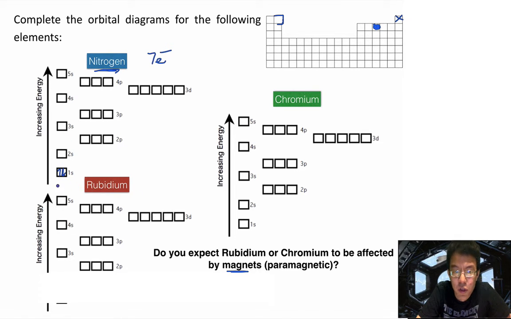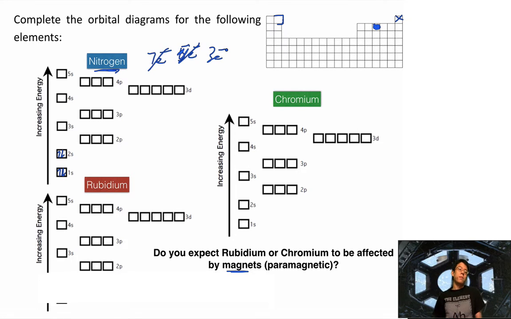Now this one is filled, so the remaining electrons have to go in the next lowest energy level, which is the 2s. I'm going to put 2 electrons there. So I've put 4 electrons in out of my 7, and I've got 3 electrons left.